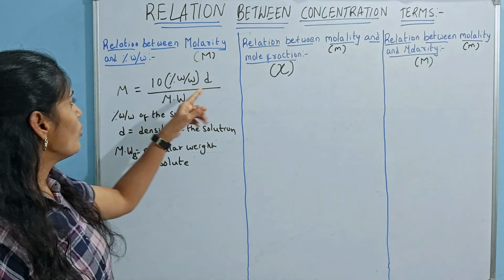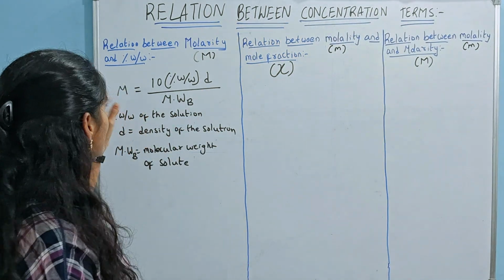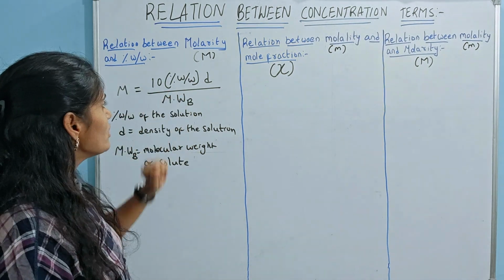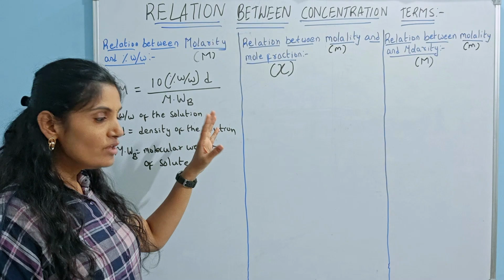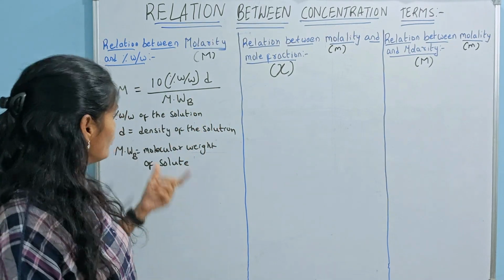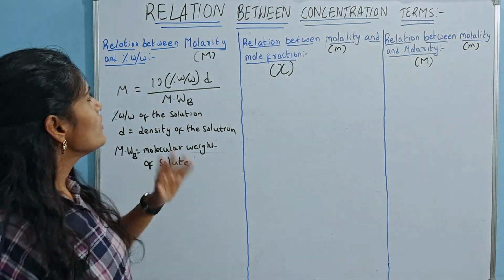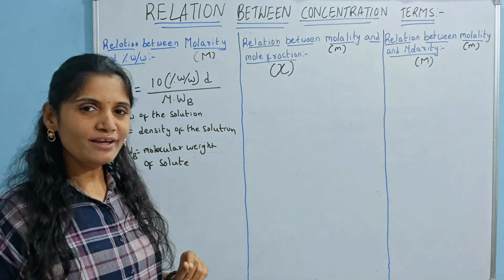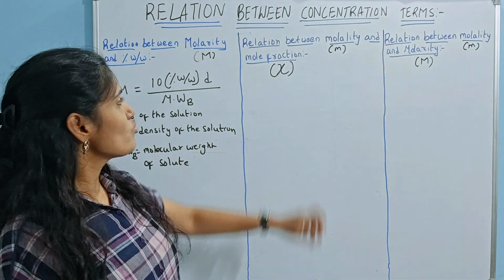So using this formula, you can calculate the relationship between molarity and percentage weight by weight. If one concentration term is given in the exam, it is very easy for you to know the other concentration term. So this is the formula to deduce the relationship questions between molarity and percentage weight by weight. Now let us see the next formula.